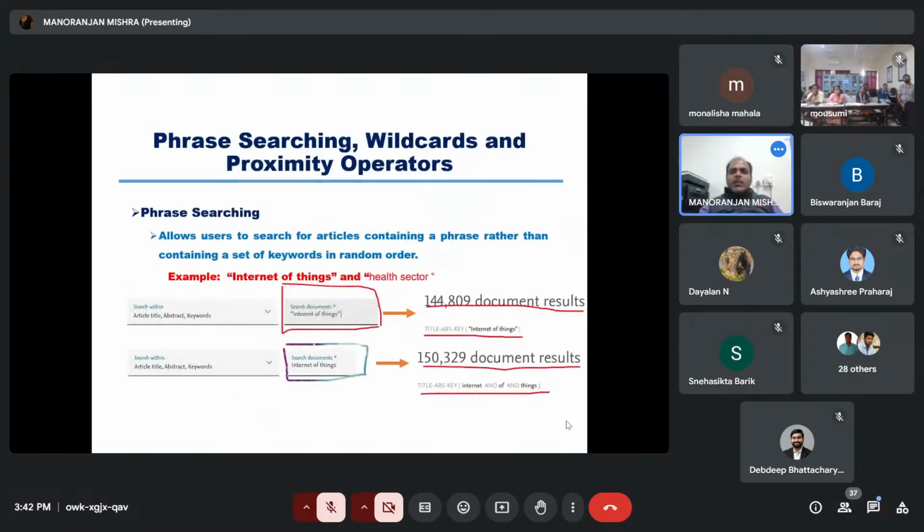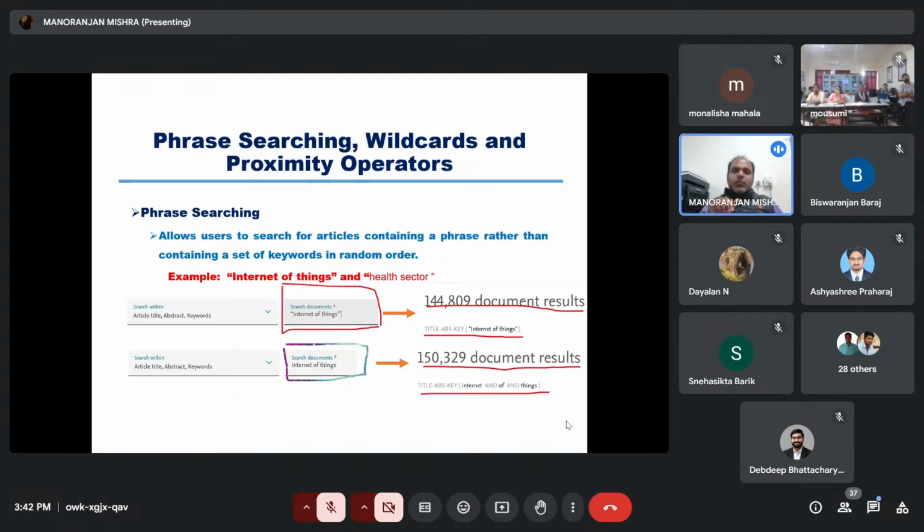Then phrase searching, wildcard, and proximity operators. Try to understand what I mean by phrase searching. It allows the user to search for articles containing a phrase rather than a set of keywords. Sometimes you can also use, for example, Internet of Things, IoT. You can see Internet of Things and health sector. So when I say Internet of Things, you can go for double quotes.